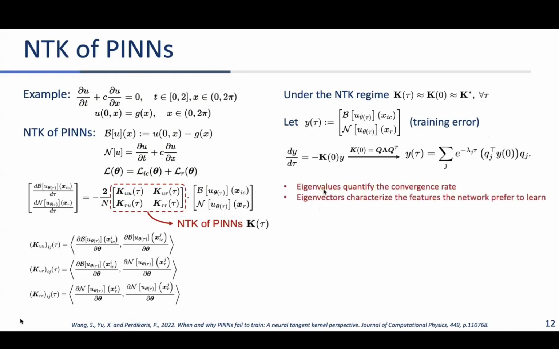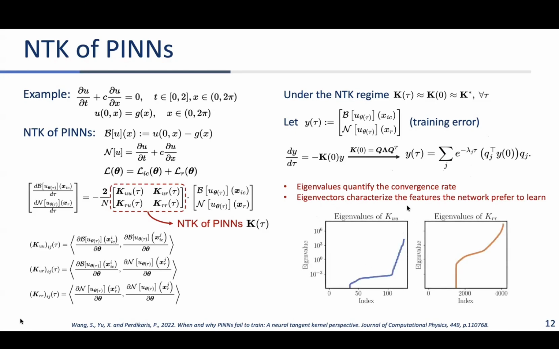observations or insights. Number one, the eigenvalues of the NTK quantify the convergence rate of the training error. Higher eigenvalues imply a higher convergence rate. Number two, the eigenvectors of the NTK characterize what kind of features the network prefers to learn. And down below, I just visualized the eigenvalue distributions of the diagonal NTK matrices, KU and KR. As you can see, the scale of these two distributions is still very different. The eigenvalues of KR are much larger than the ones of KU.